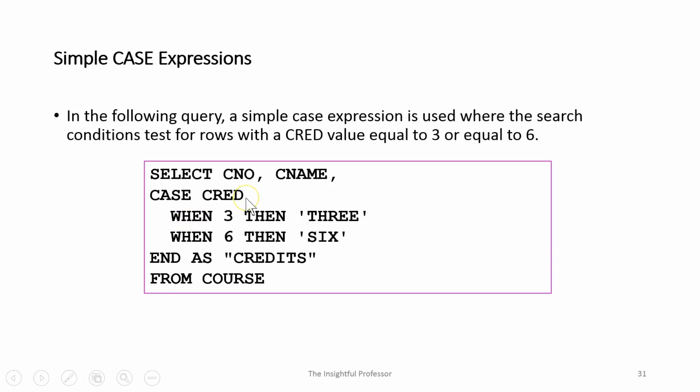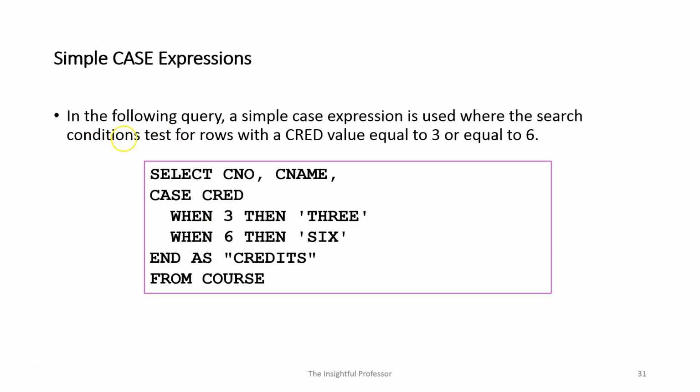Now, the compare is always going to be equality. So when we get to the when clause, we simply put a value and we know that it's going to be tested as being equal to the selector. So this one is saying when cred is equal to 3, then return THREE, although that comparison is implied rather than being explicit as it was with the search case expression. Aside from that, the behavior is the same.